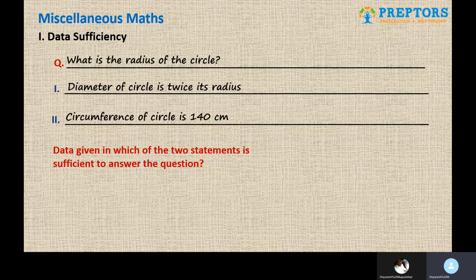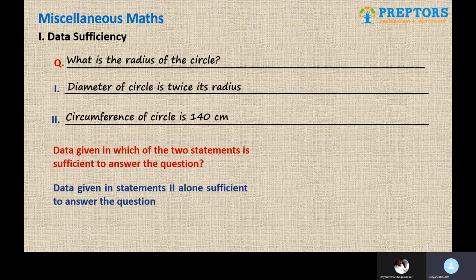Here is another pro tip: don't figure out the answer, don't solve this, because nobody is asking you what the value is. You need to figure out whether you can find the value of the radius or not, and which statement enables that. That means the answer to this is that only statement 2 alone is sufficient to answer the question. Don't calculate and waste your time, because nobody is going to ask what the value is. You just need to figure out whether you can find the value or not.